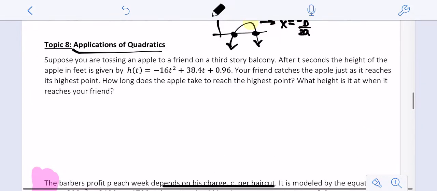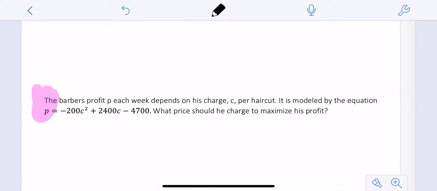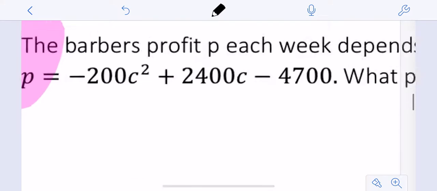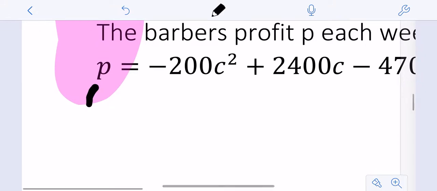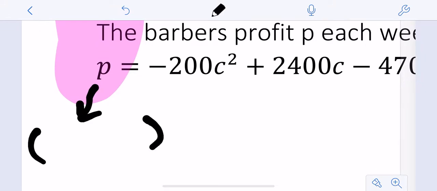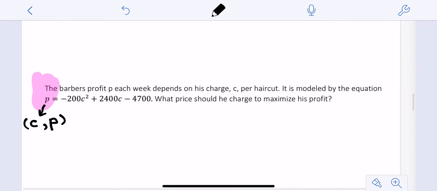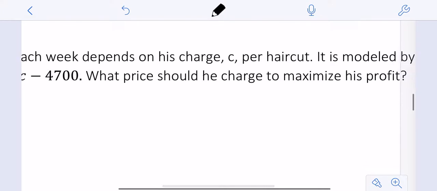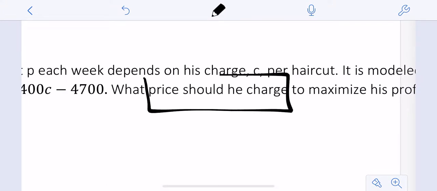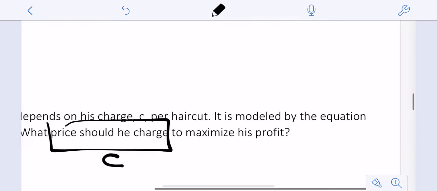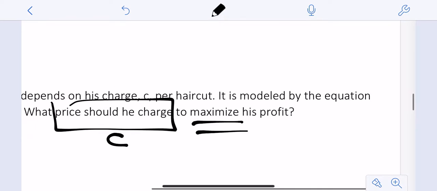So let's look at the second one. The barber's profit each week depends on his charge. It's modeled by this equation. The thing I would encourage you to do is think about your input and your output. Your input here is the cost, the output is the profit, right? What price should he charge? So that's the cost. How much should he charge in cost to maximize his profit?